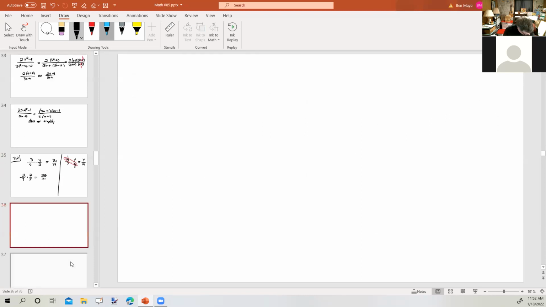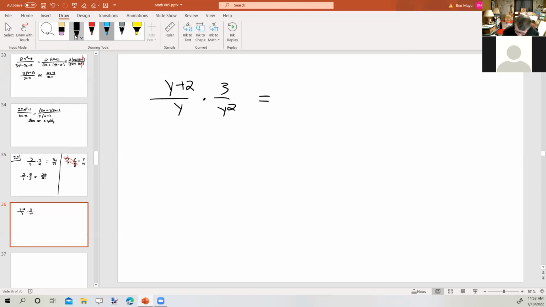What about this situation? We've got y plus 2 over y times 3 over y squared. Well, I can't really reduce anything out ahead of time, so I'm going to have 3 times y plus 2 over y cubed, or 3y plus 6 over y cubed. There's no common factors in the numerator and the denominator that we can reduce out.